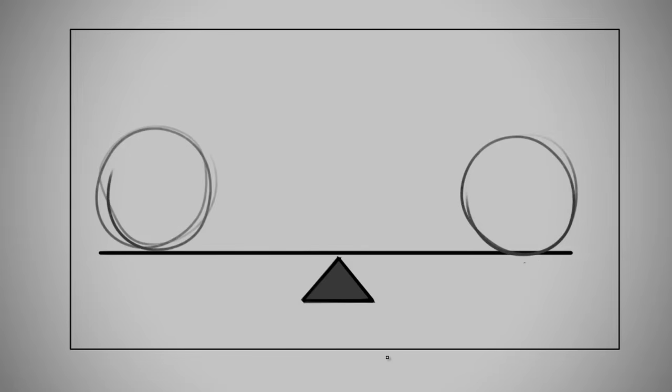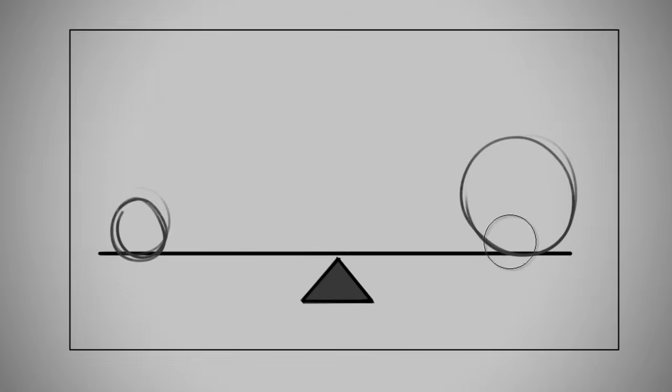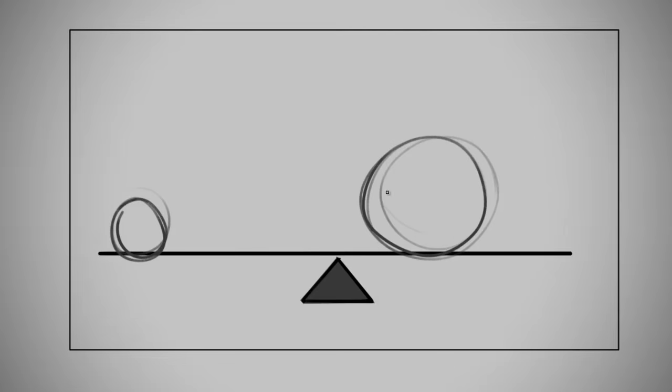Then you'd have balance. So if I had a smaller object on one side, I could still have a balance if the larger object were moved closer to the fulcrum. Sound familiar? This is basic physics. If you can wrap your head around this idea, it's going to be no problem understanding this concept of visual balance.